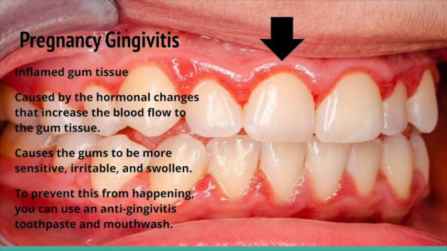To prevent this from happening, you can use an anti-gingivitis toothpaste and mouthwash. It occurs in about 5% of pregnant women, and this condition will clear up after the hormonal balance returns to normal.